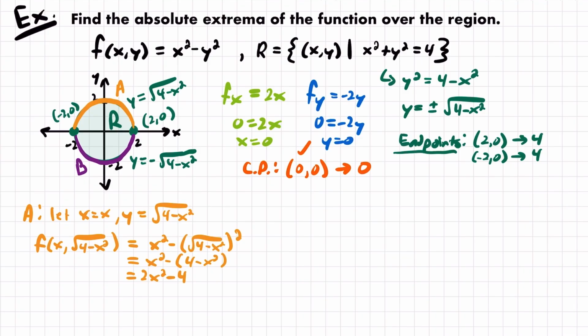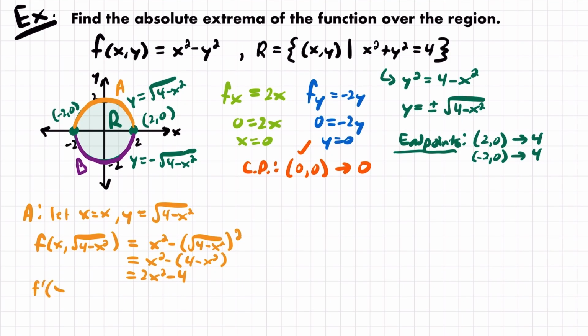All right, and then take the derivative of that so that we can solve for x and find any critical points. So we'll have f prime of x comma the square root of 4 minus x squared, and that will be equal to 4x, right? That would be the derivative of 2x squared, and the derivative of negative 4 is 0. And so setting that equal to 0, we'll have 0 equals 4x, which gives us that x is equal to 0. Just divide both sides by 4 and you get x equals 0. And so that would be the x-coordinate for a critical point along this curve.